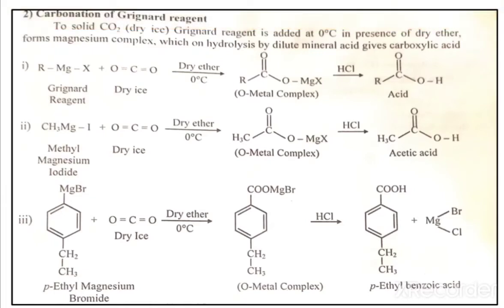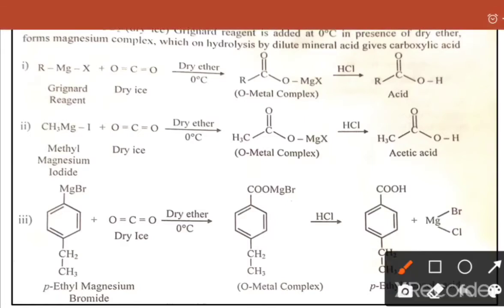Now the next, number 2, carbonation of Grignard reagent. In carbonation of Grignard reagent, the first step is that solid CO2, that is the dry ice, reacts with the Grignard reagent. This is RMgX, the Grignard reagent. The Grignard reagent plus dry ice, that means CO2. This is the structure of CO2. This is added at 0 degree Celsius in the presence of dry ether, and here we get the formation of an O-metal complex. That means there is formation of magnesium complex.